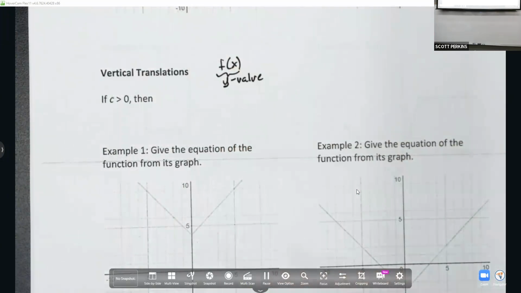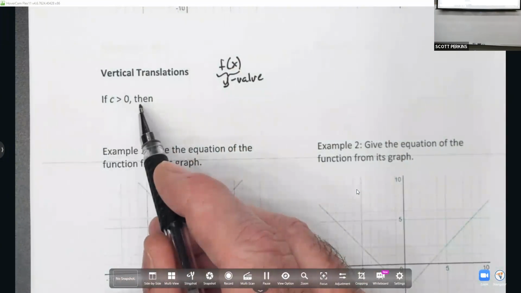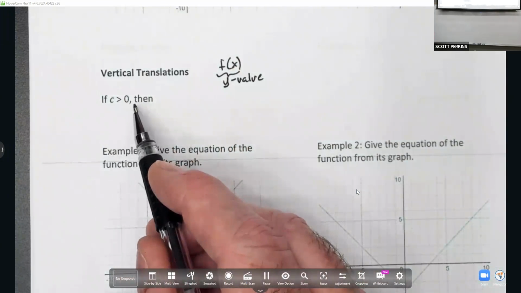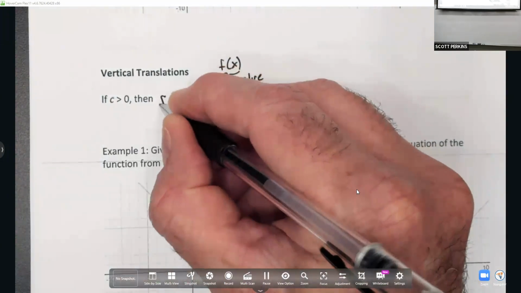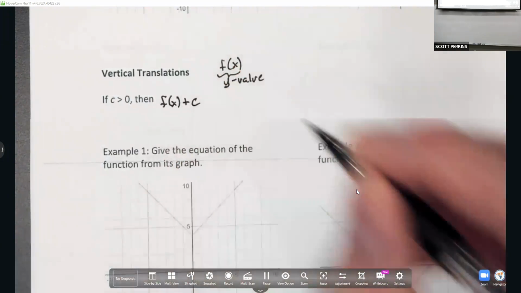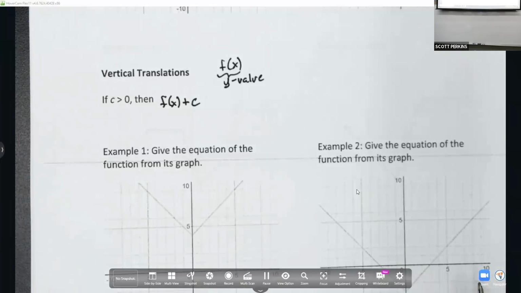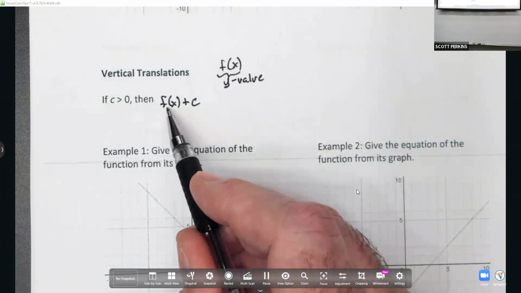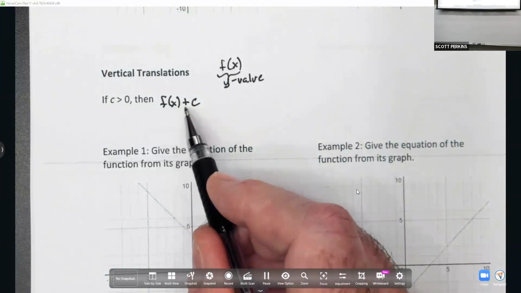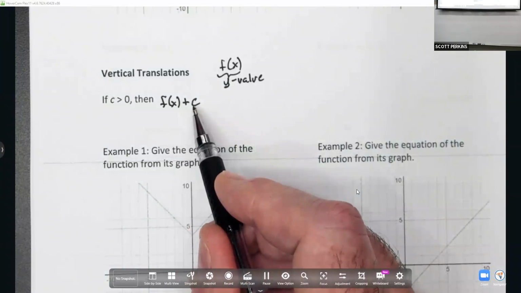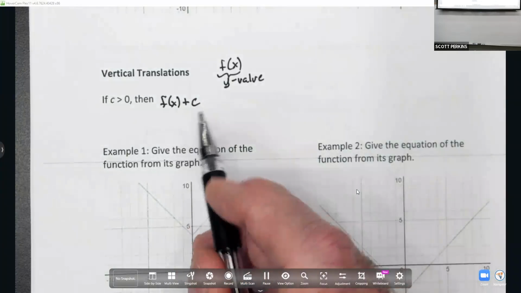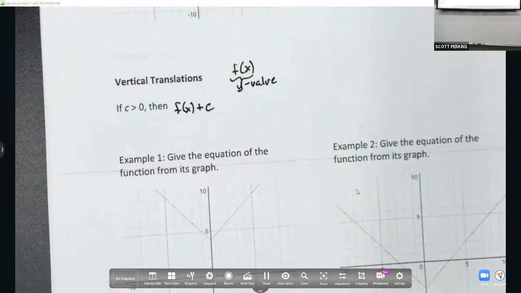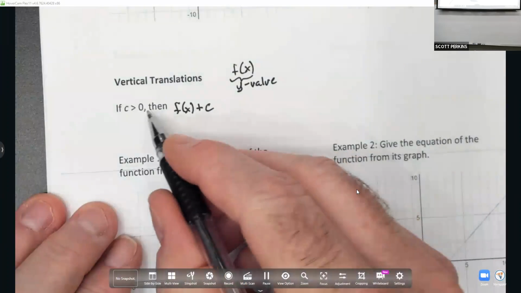So here's the definition of vertical translation. If c is greater than 0, just meaning if c is a positive number, then f of x plus c. What I want you to notice is this notation. I'm taking my function, my f of x, my y value, and I'm adding c, adding some number to the y values. What would you guess happens if I add something to all the y values? All the y values are going to get bigger. It's going to go up. That's exactly what this definition says.